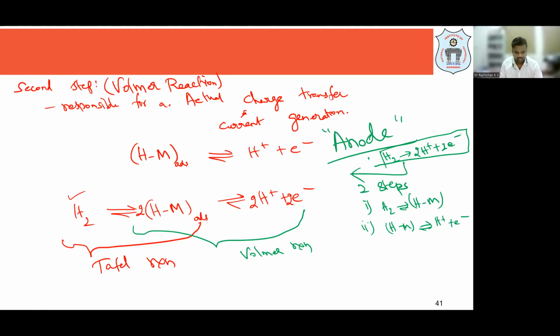And at the cathode, we know the reaction that is taking place: oxygen is getting reduced to form water.